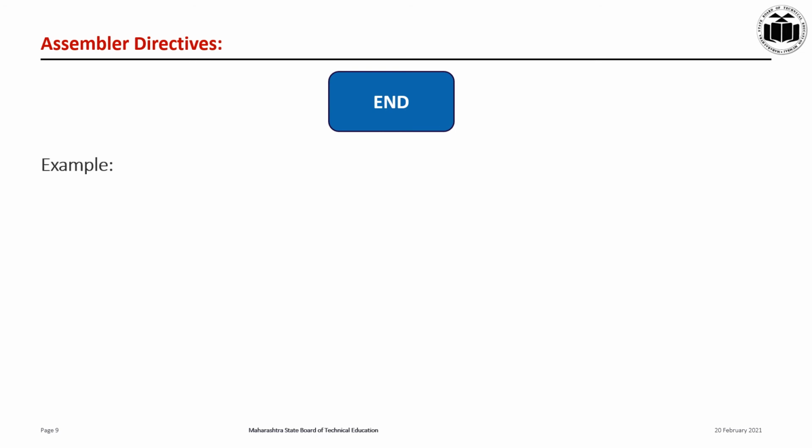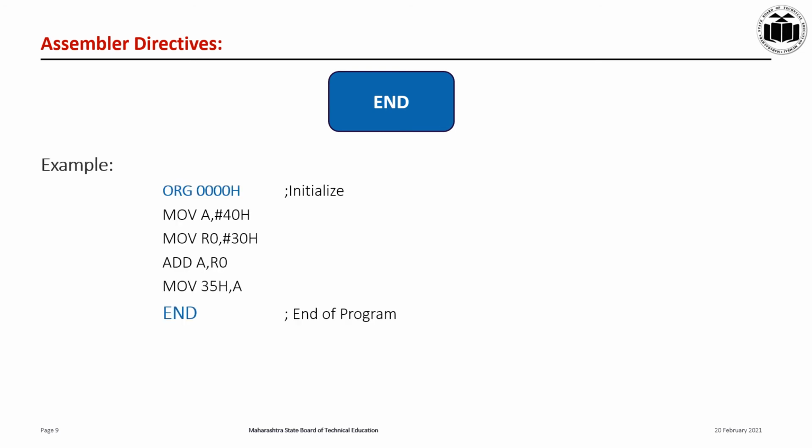For example, here ORG 000H indicates the start of the program. The program starts at memory location 0000H, and at the last we have the END directive. END directive indicates the end of the program. If we write anything after this END directive, that will not be executed by the assembler. So this END statement will indicate the end of the program.